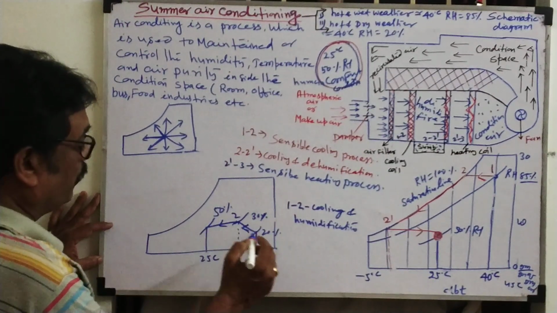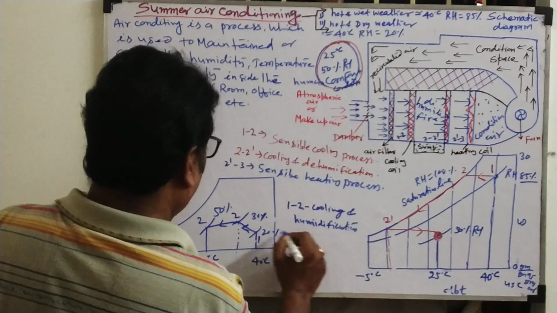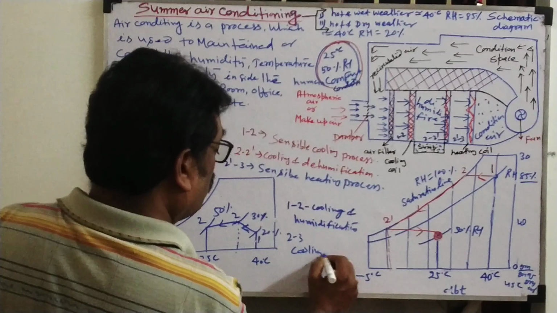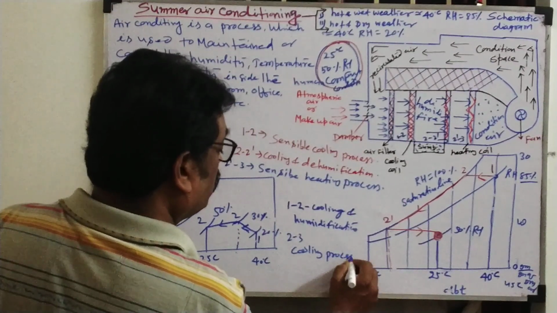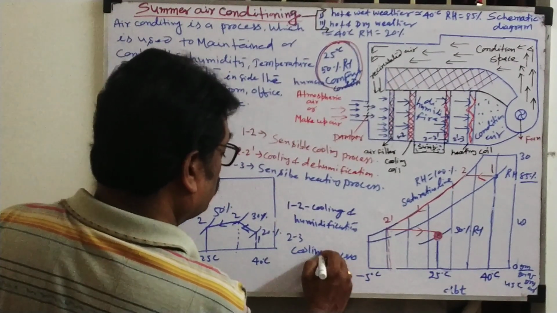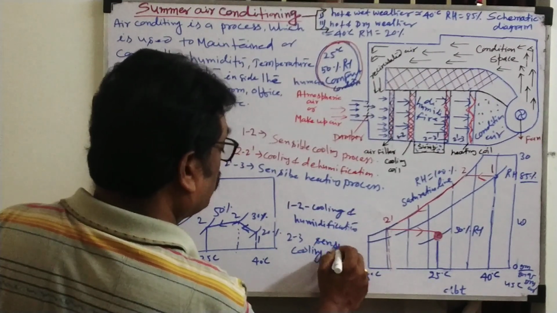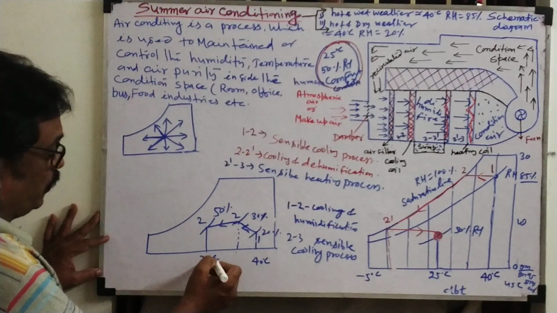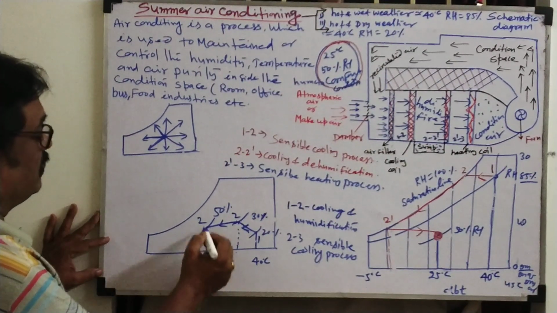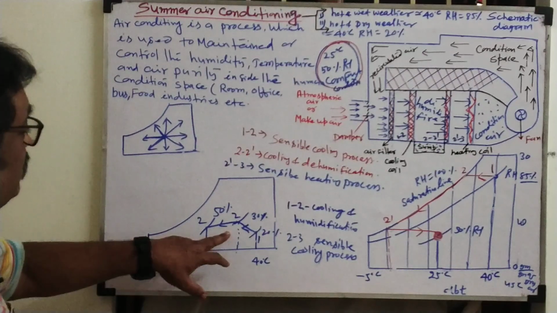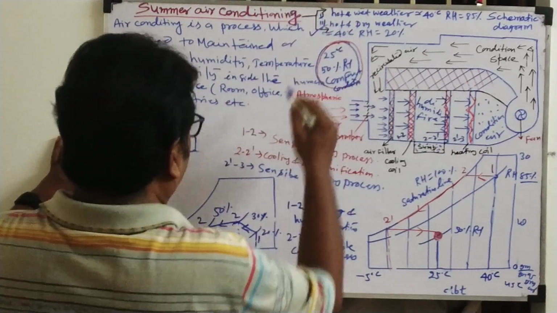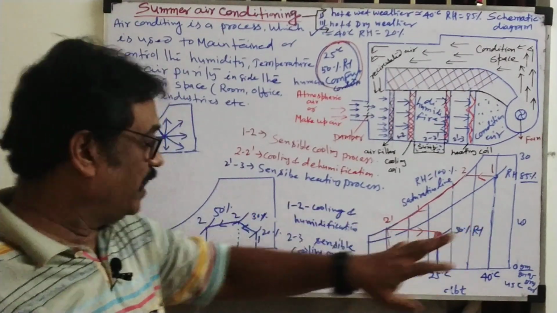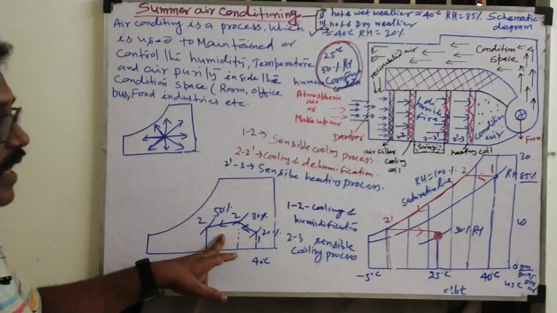Now after the 1 to 2 process, the 2 to 3 process is the cooling process, which is called the sensible cooling process. During this process, the temperature will reduce to approximately 25 degrees Celsius and the relative humidity will be 50%. This is the design for hot and dry conditions. So this design is not existing. An AC design is always the other design. This design is not effective, that's why it is not used.